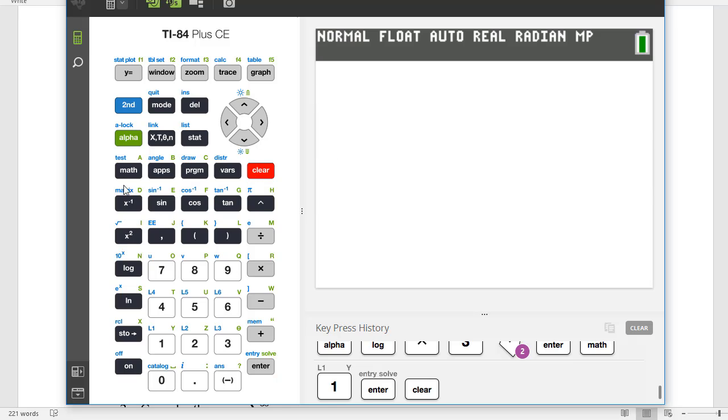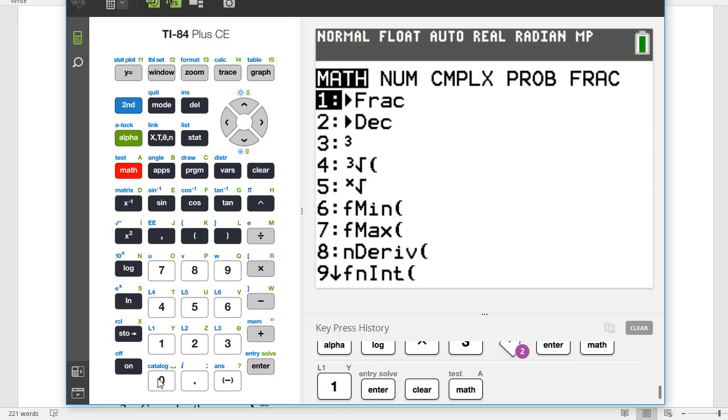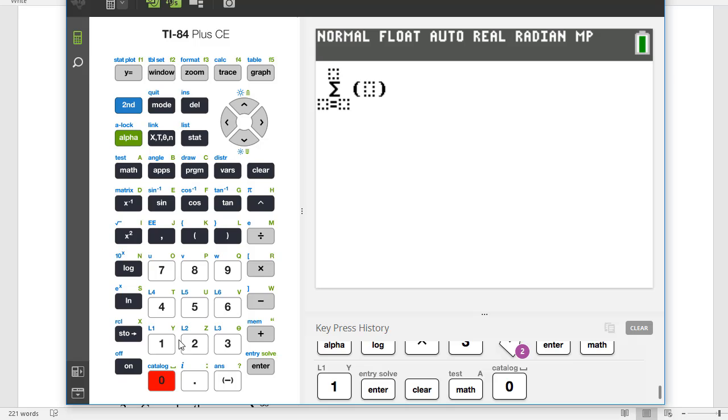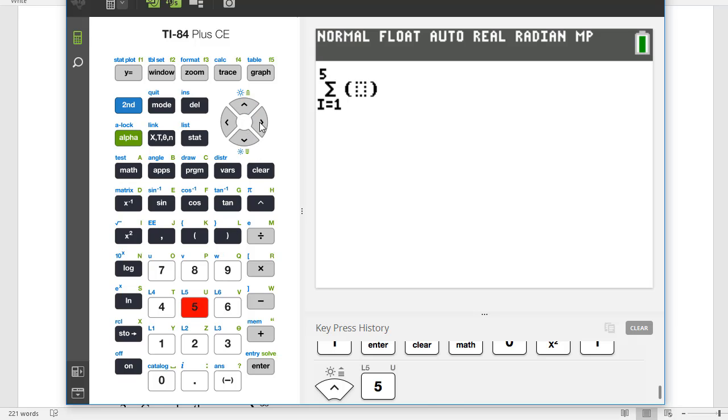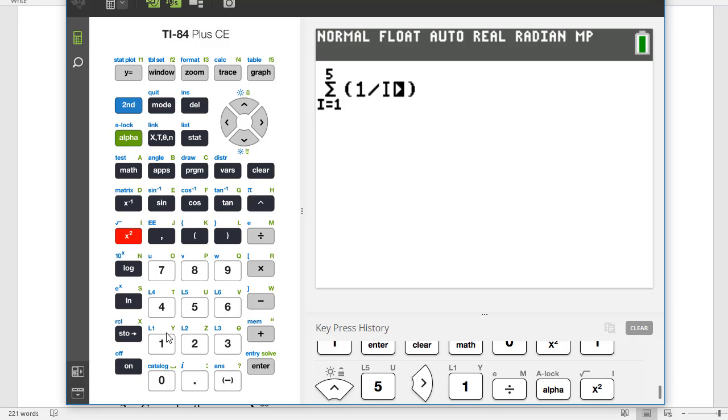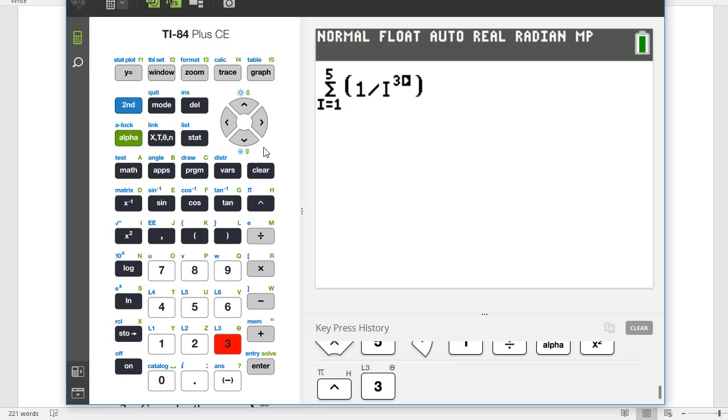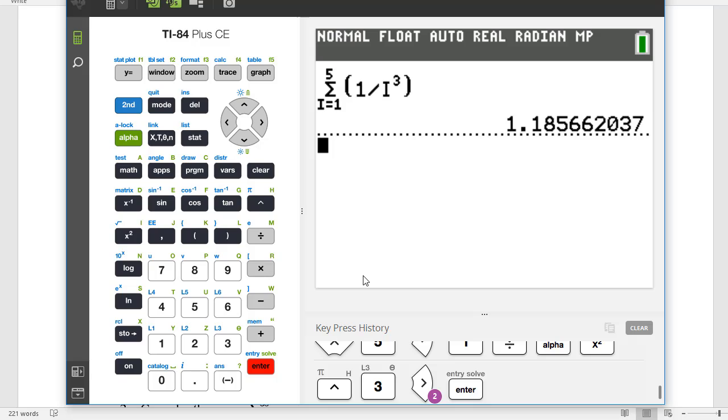All right, so I'm going to go math. I'm going to go to 0. Let me just punch 0. So I'm going to sum, and I'm going to use I. And again, it's under the alpha lock initially. So here's I. I'm going to say I goes from 1 to, now we're going to 5. And we're doing 1 divide by I, so I got to do alpha I cubed. Okay. So I hit enter, and that big fraction we had on the first page, here's its decimal form.